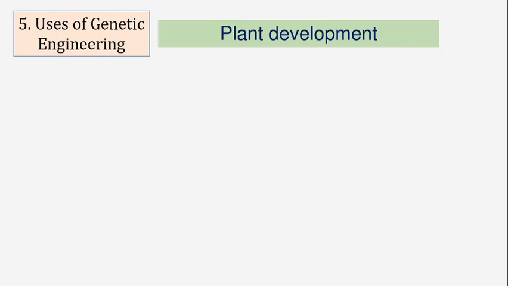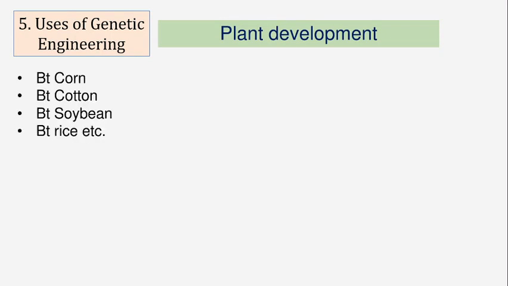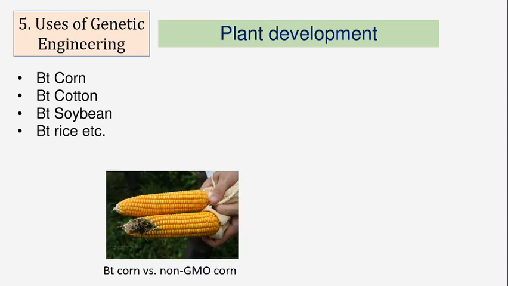Now we will learn about some uses of genetic engineering in plant development, that is, in agriculture. By genetic engineering methods, scientists have developed some varieties of corn, cotton, soybean and rice, which are called BT corn, BT cotton, BT soybean, BT rice, etc. Why are they called BT, and why are they also called transgenic? Because these organisms are genetically modified organisms.